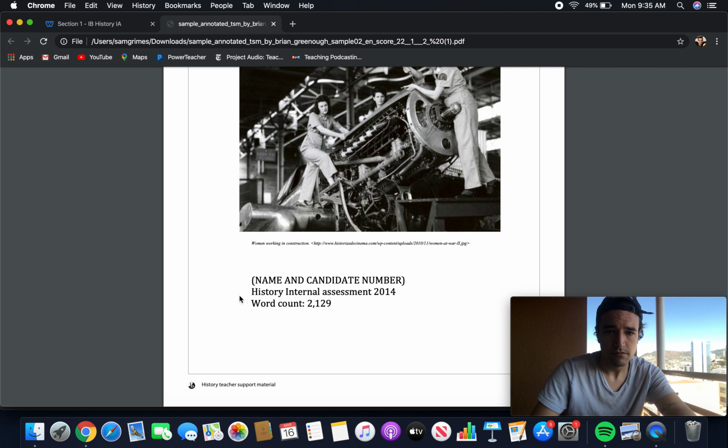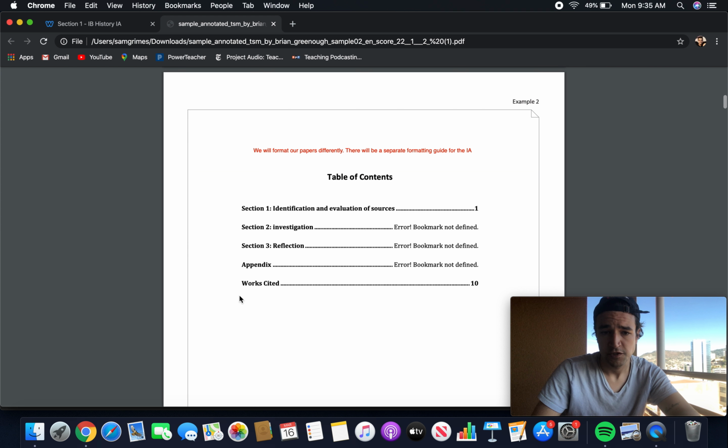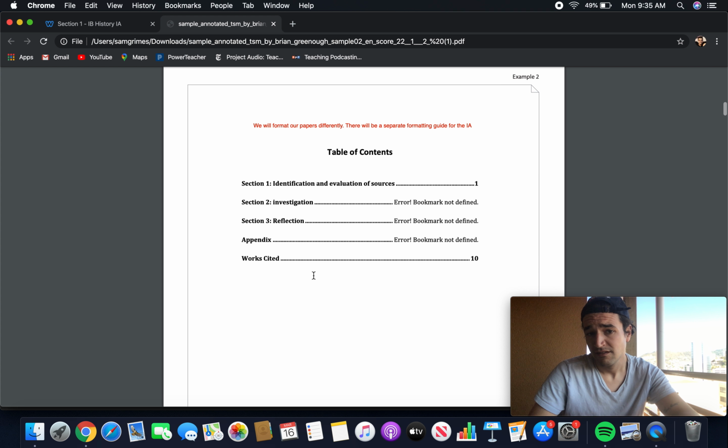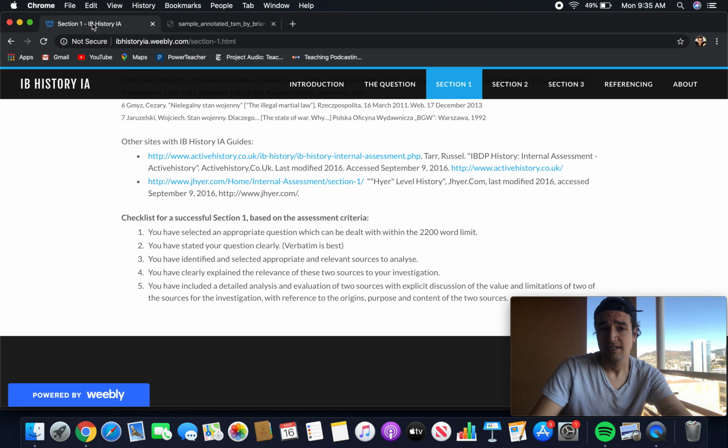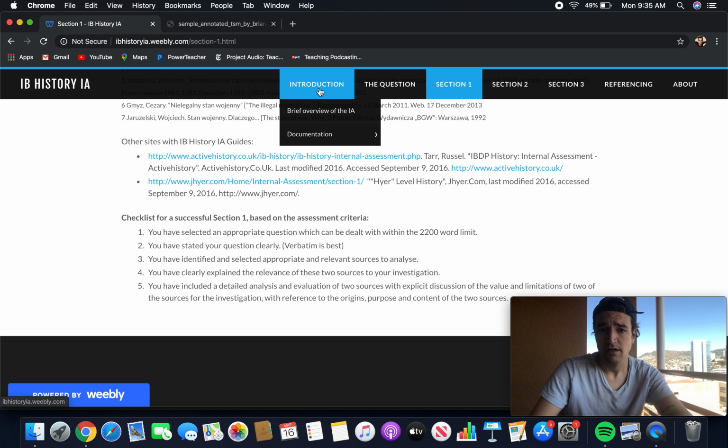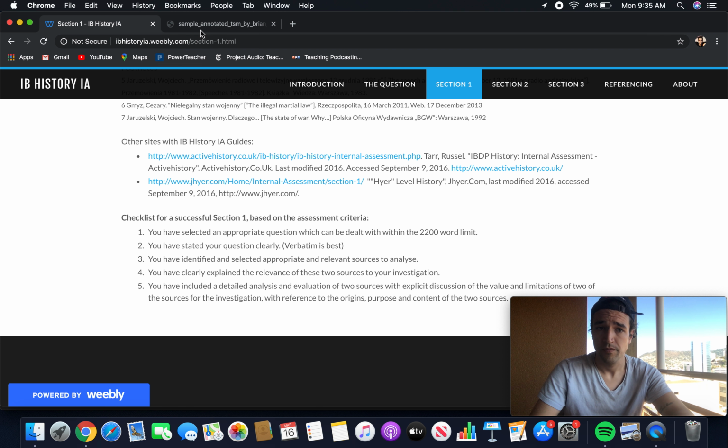Okay, so that's your cover page. Make sure you have your table of contents here. Also, you can find this sample on this website. If you go to here and go to documentation, sample IAs, you'll find the sample IAs with the score that they had listed in the title.